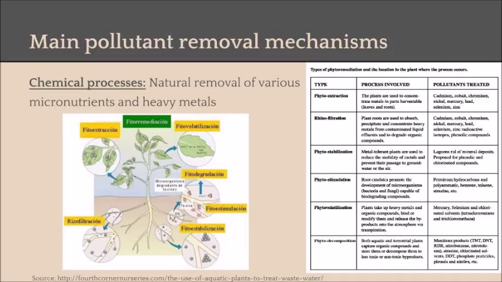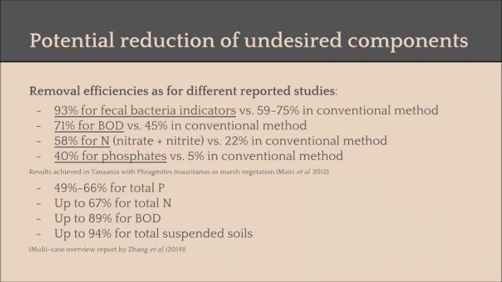Finally, some chemical processes are also involved, through which micronutrients and heavy metals such as cadmium, selenium, etc. are naturally removed. Different reported studies have been analyzed, which have both proved similar efficiencies in removing most of the undesired components present in wastewater. Some of the reported results are presented here.